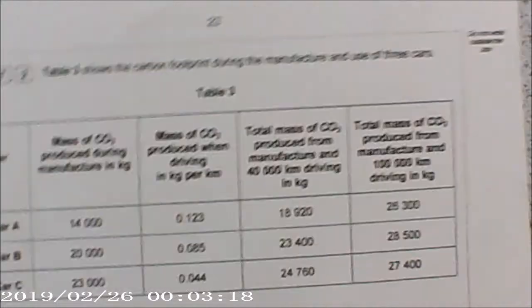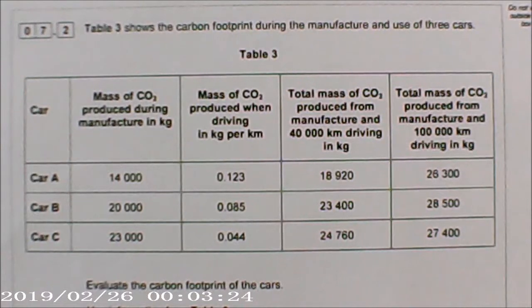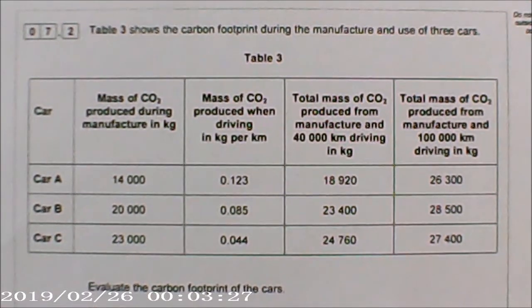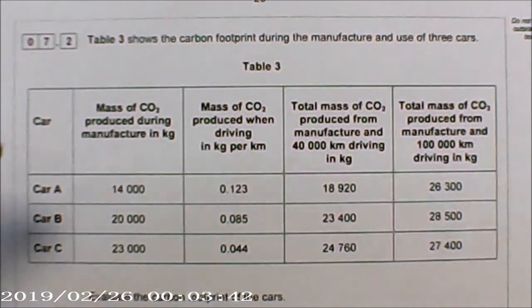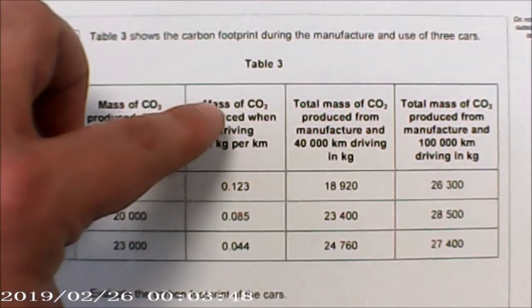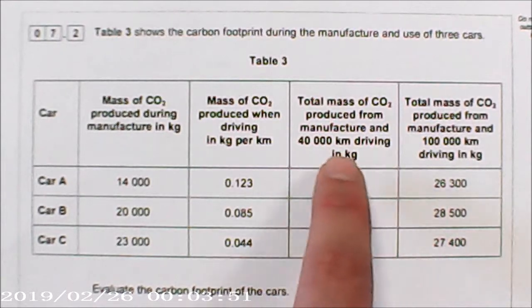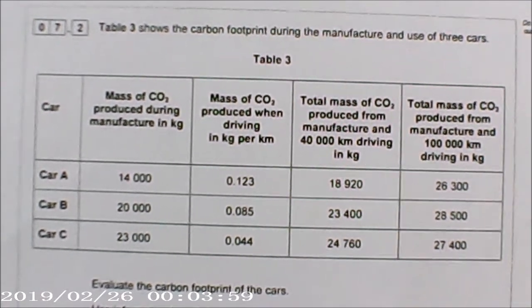So we're on to the very last section, and it is a 6 marker, everyone's favourite. Please do not be put off by these. It's very easy to pick up marks if you know what you're doing. So 7.2. Table 3 shows the carbon footprint during the manufacture and use of 3 cars. So it gives you information. You've got your 3 cars, you've got the mass of CO2 produced from manufacture, and from manufacture and 40,000 kilometers of driving, and the total mass for 100,000 kilometers and the manufacturing.